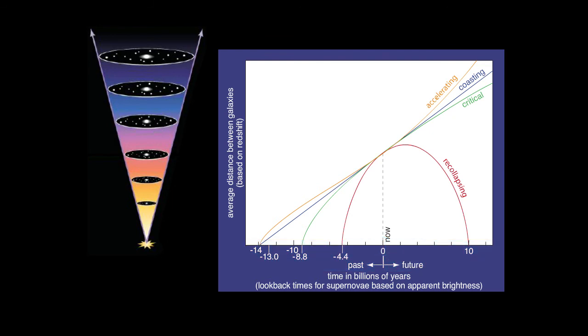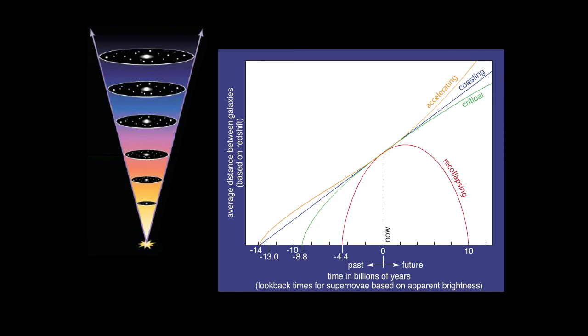As an example of how to read the graph, notice that for time 0, or now, all four models agree on the present size of the universe, as they must. You can now see how the graph shows the models we have discussed. For example, the recollapsing model shows the universe expanding rapidly at first, but later collapsing, while the coasting model is a straight line because its expansion rate is always the same.